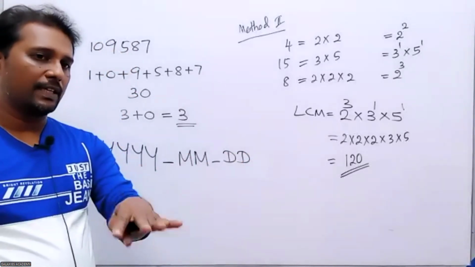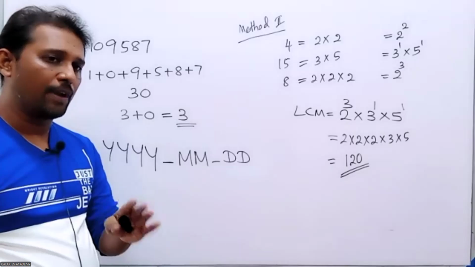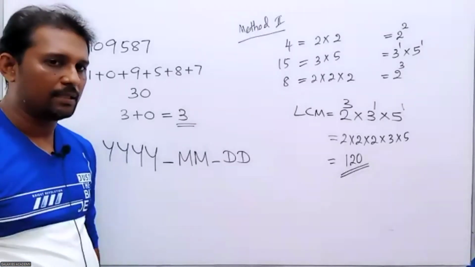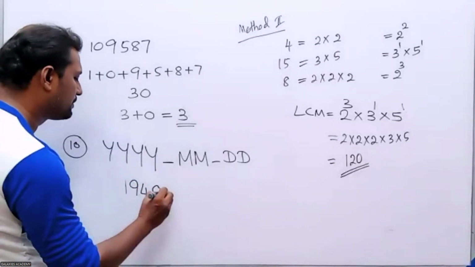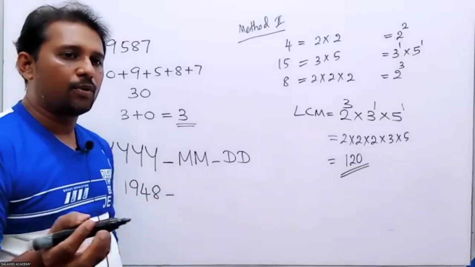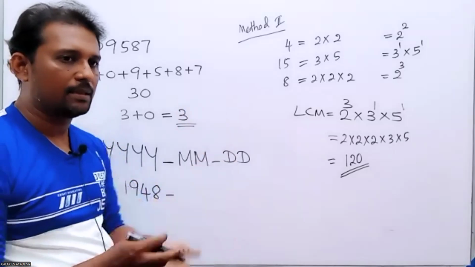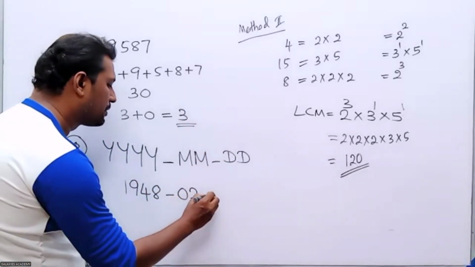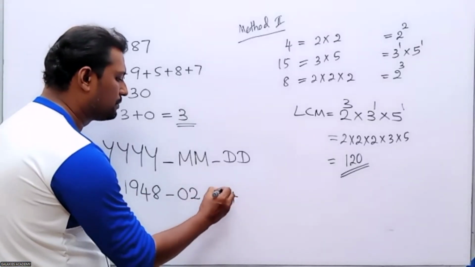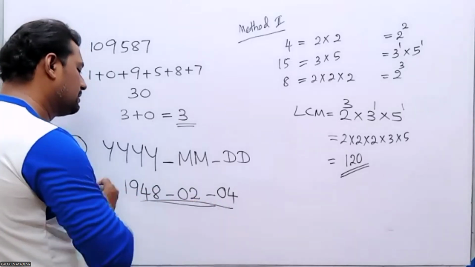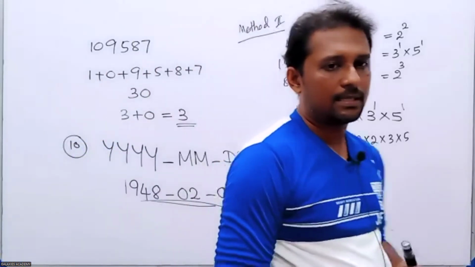Right. In this given question, the date is 4th of February 1948. So what is the year? 1948. February is the month, no? So February means which month? January, February. Second month. 02. What is the date? 4th. 04. This is the writing method of the standard date. Right?